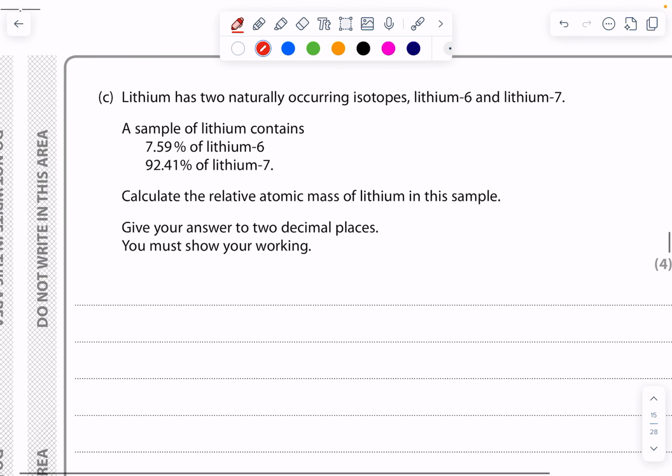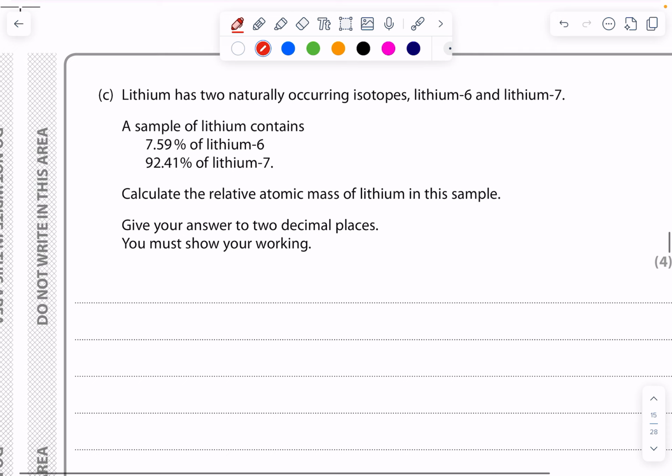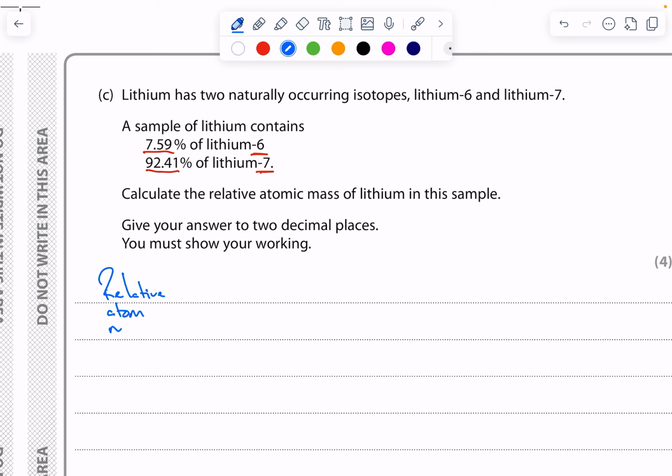Okay, carrying on. Lithium's got isotopes. We're told here the percentage abundance and the mass of the isotope. Calculate the relative atomic mass. So we're going to find the relative atomic mass. And to do that, all we do is we do 7.59%, which means out of 100, and times it by 6. And then we add it to 92.41 out of 100 times by the 7.